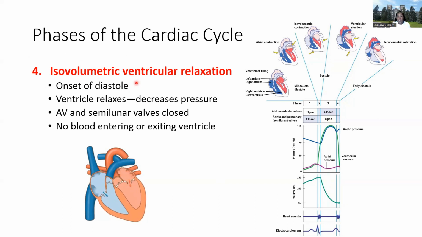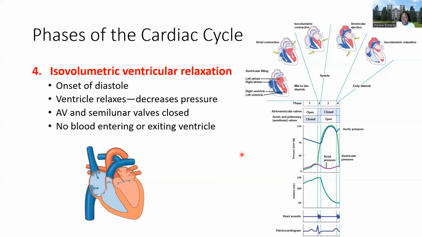Both of the valves are closed. The AV valves are closed. The semilunar valves are closed, and so volume is not moving. Blood is not moving or leaving the ventricle. And so here we have when the ventricles start to relax, the pressure in the ventricle is going to decrease. Both of the valves are closed, and then we're going to bring it back down to the first phase once again. So here we're trying to get back to the first phase, which is that ventricular filling.